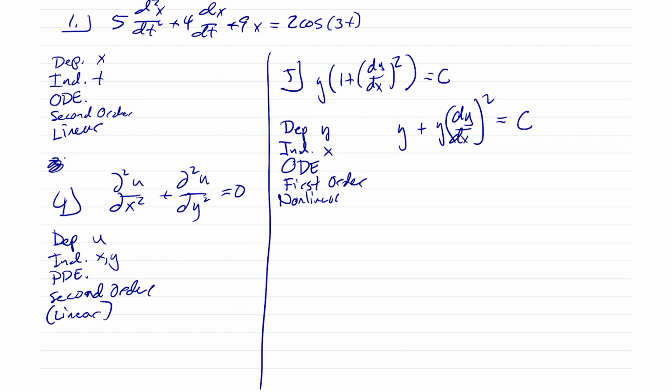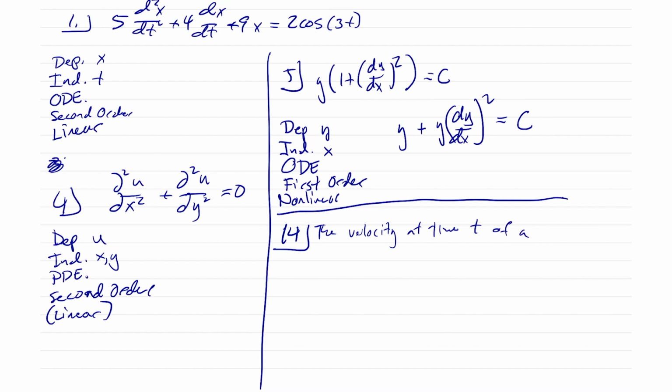Let me see what else is in there. They want us to write differential equations that fit. Okay, so let's take a look at number, say, 14, right? So here we want to write a differential equation that fits the description, and so they say that the velocity at time t of a particle moving along a straight line is proportional to the fourth power of the position.